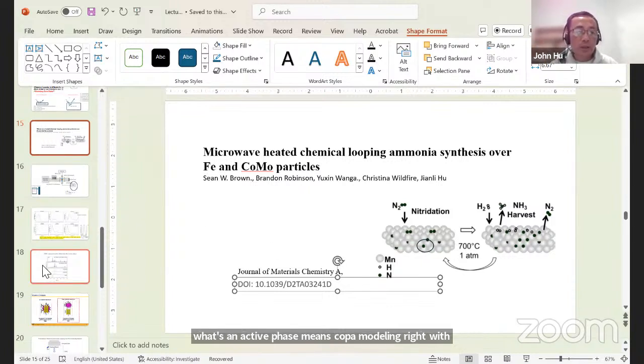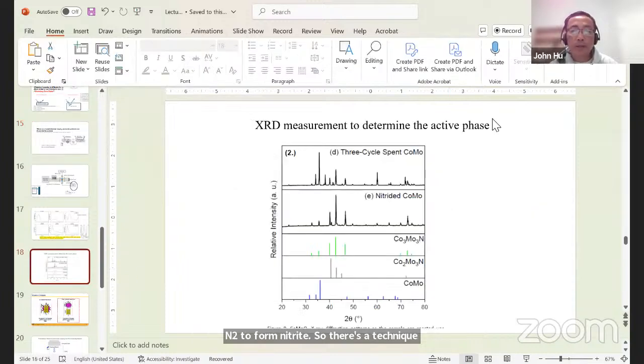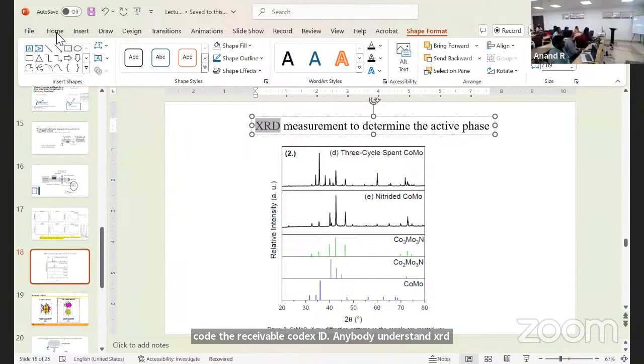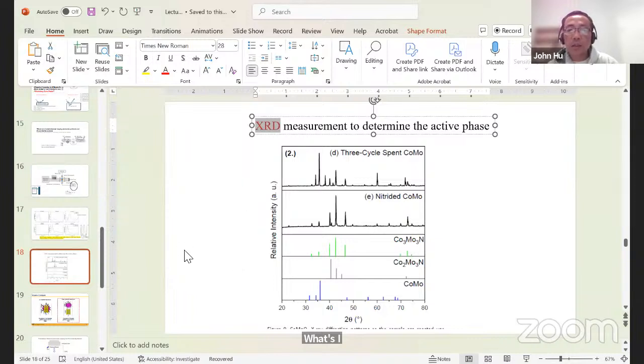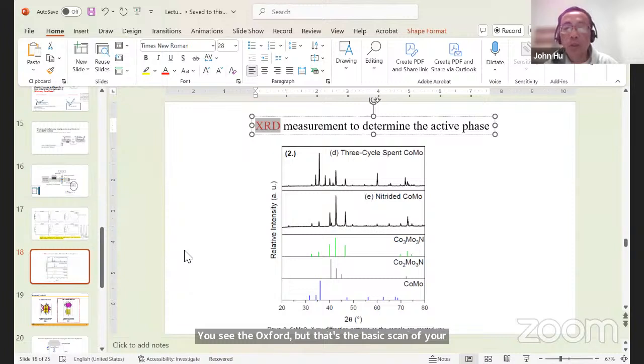There's a very simple technique called XRD. Anybody know what XRD stands for? Yes, X-ray diffraction. If you go see a doctor, you get an X-ray that scans your human body to see your bone. Same thing with the material. XRD is going to see the material, but the intensity is much higher than the medical X-ray. So basically we can see the material, the active phase.